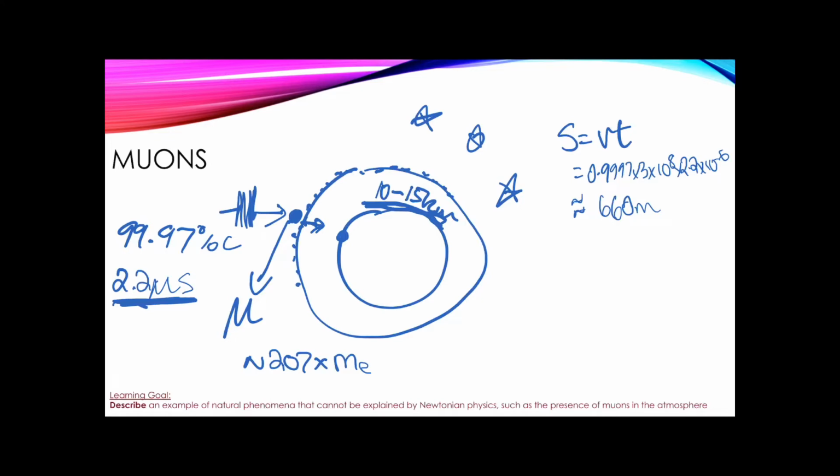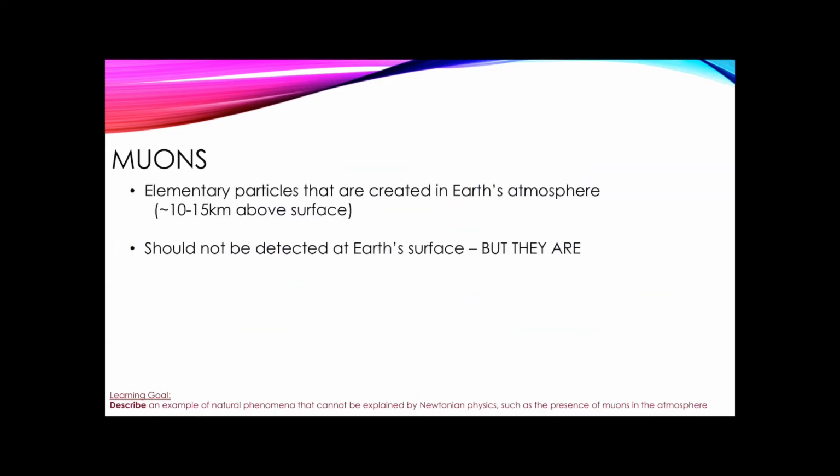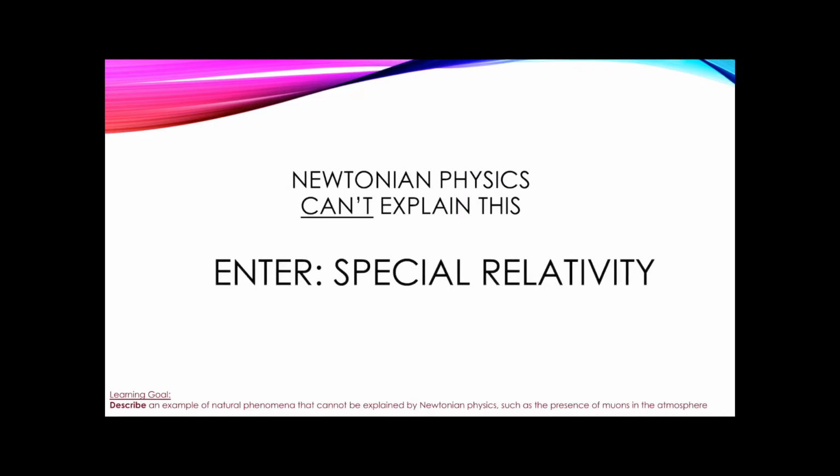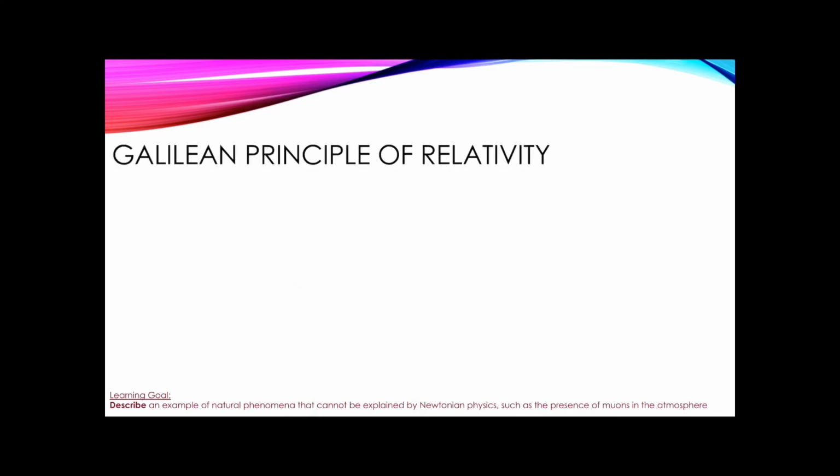Here's the problem though. They are detected. So this is where Newtonian physics doesn't work anymore. We've got muons, elementary particles that are created in the upper atmosphere, and they should not be detected at the Earth's surface, but they are. So what do we do about this? This is where we need a new theory, and this is what we're going to be working on: special relativity.